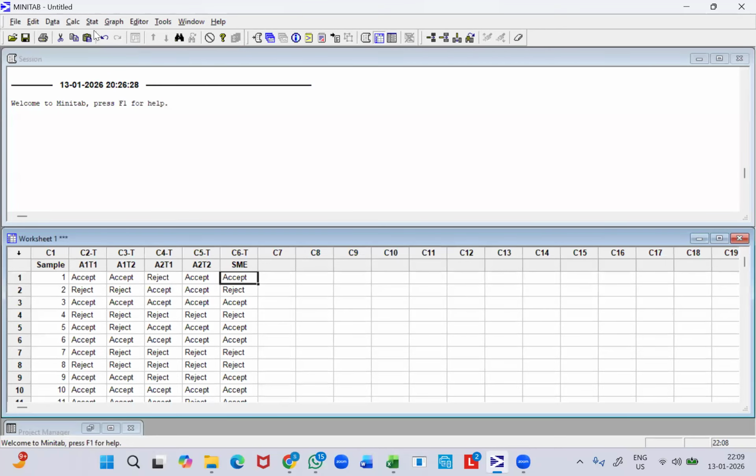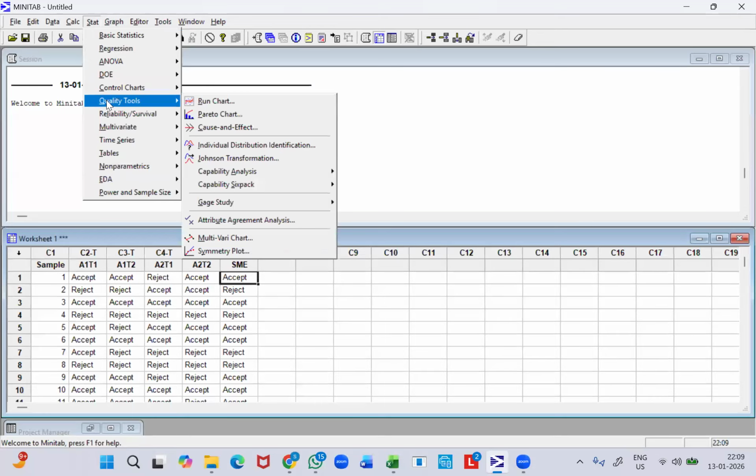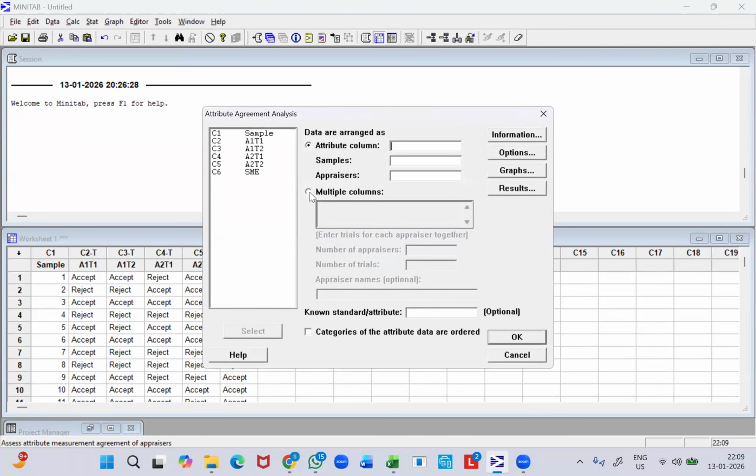Now I need to calculate, right? So for that I need to go to Stat, and then we have Quality Tools. Under that we have Attribute Agreement Analysis. So Stat, Quality Tools, Attribute Agreement Analysis. So we have data in multiple columns, so choose the option multiple columns.